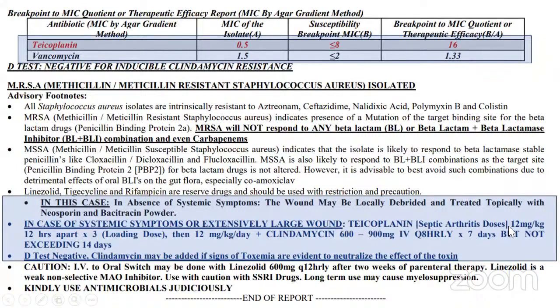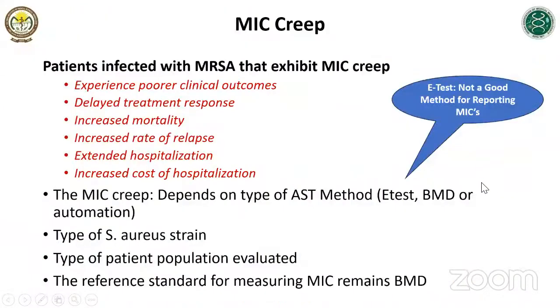For septic arthritis, a heavy inoculum infection, we give this; if it is an asymptomatic infection or a local infection, what to do. If D-test is negative, clindamycin may be added if signs of toxemia are present, to neutralize the effect of toxins. So all these notes are going on our AST reports.